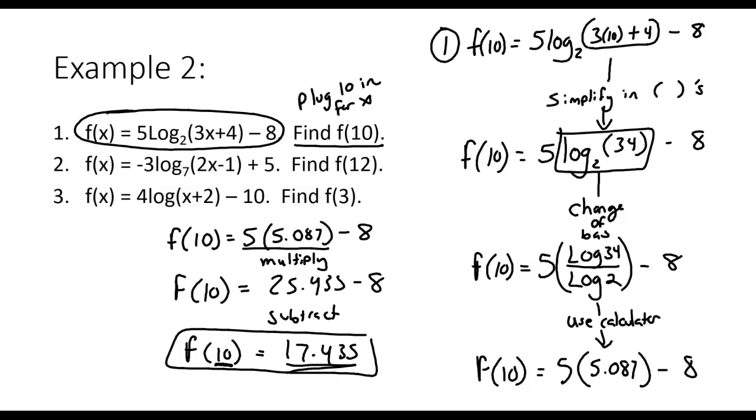So let's review. So step 1 is to plug in your value for x. Simplify what's inside the parentheses after that. Use the change of base to rewrite it. Use your calculator to get that answer. Multiply, add or subtract. You should have your answer. Let's go ahead and take a look at number 2 here.